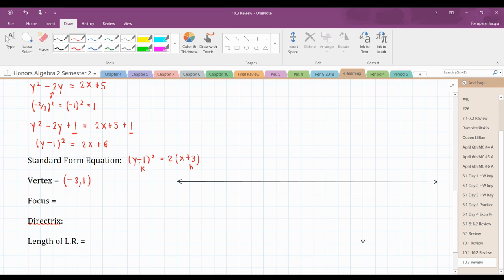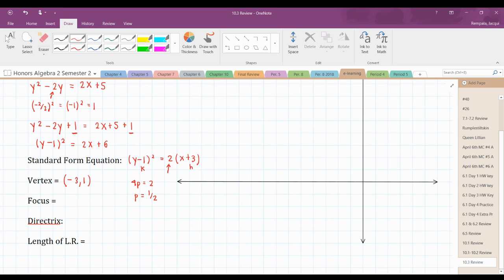Once again, just like the last example, the y term is squared, and so that indicates that we are going to be opening either left or right. Looking at the number that is in front of the non-squared term, 4p has to equal that number. So it has to equal 2. So then to get p by itself, I'm going to divide both sides by 4. And so this time my p value, while it's positive, is a fraction. So p is a half.